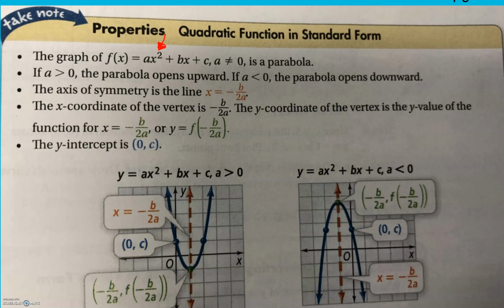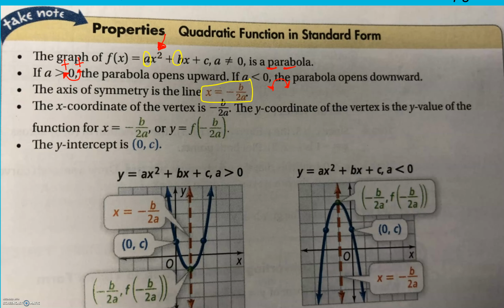If a is greater than 0, that means it's positive. So we're going to have a happy face parabola, and our parabola opens upward. If a is less than 0, that means negative. We're going to have a sad face parabola. The parabola opens downwards. The axis of symmetry, so before we said the axis of symmetry was x equals h, now our axis of symmetry is negative b over 2a. We don't have an h in standard form, so it's going to be negative b over 2a.